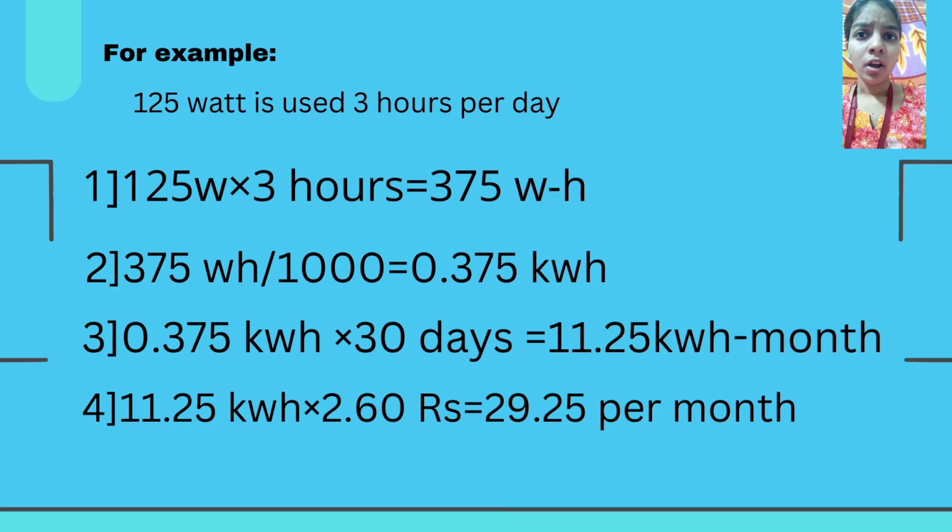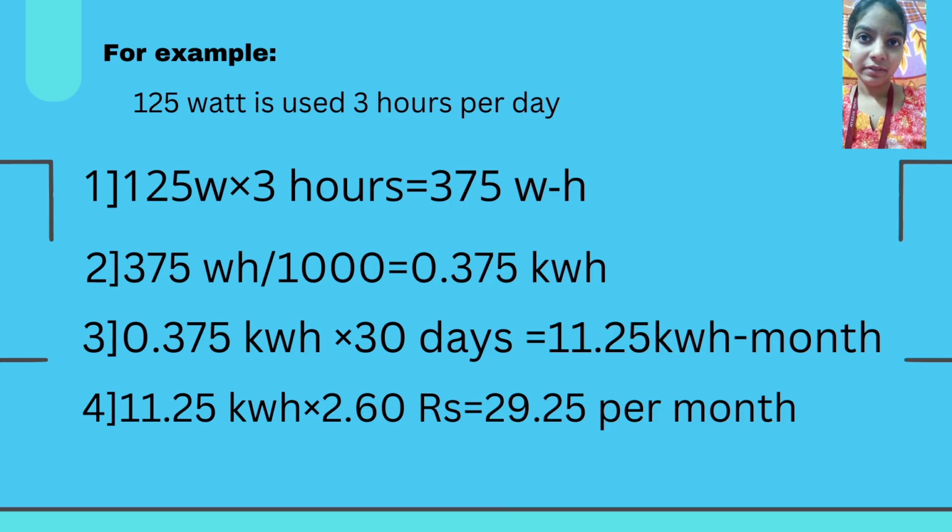And next, 11.25 kilowatt hours into 2.60 rupees gives 29.25 per month, because per 1 unit, the cost of the unit is 2.60 rupees. So it depends on the usage. For 1 to 50 units, the cost will be something. For 50 to 100 units, the cost will be something. It varies. Based on that, we need to take.